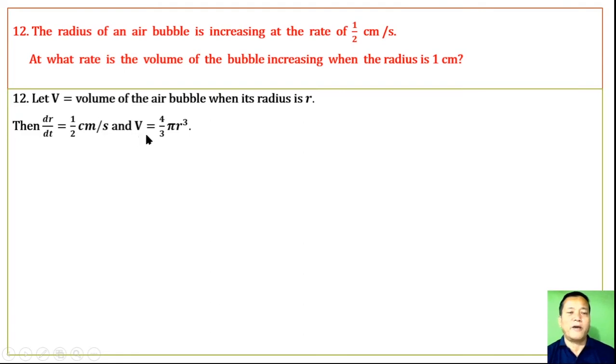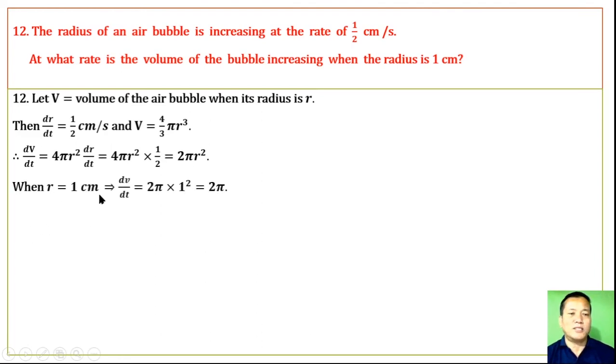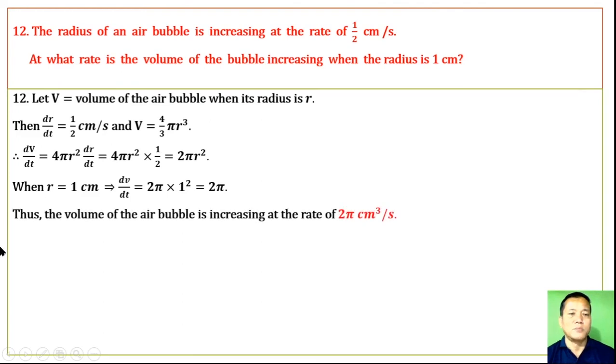is 4 by 3 pi r cube. Therefore, differentiating both sides with respect to t, we get dv by dt equal to 4 pi r square into dr by dt. The value of dr by dt is half, so we get twice pi r square. When r is 1 centimeter, the value of dv by dt is twice pi into 1 square, that is twice pi. Thus, the volume of the air bubble is increasing at the rate of twice pi centimeter cube per second.